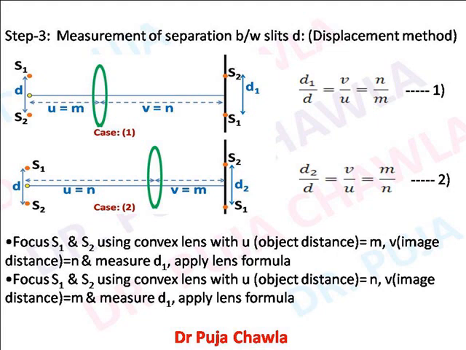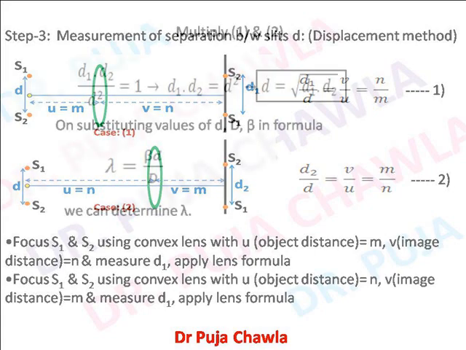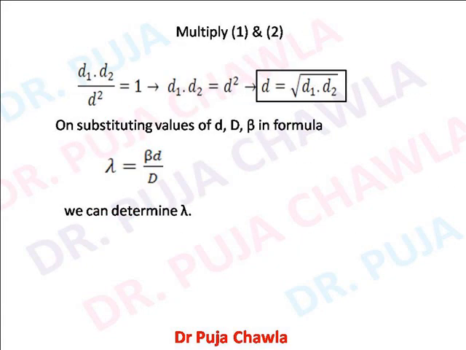Now the rest is only mathematics. You have equation number 1 and equation number 2. In the next step, we will apply equation 1 with equation number 2. If you multiply 1 and 2, it would be d1 by d2 upon d square is equal to 1. That means d1 by d2 is equal to d square, and small d comes out to be the square root of d1 d2.